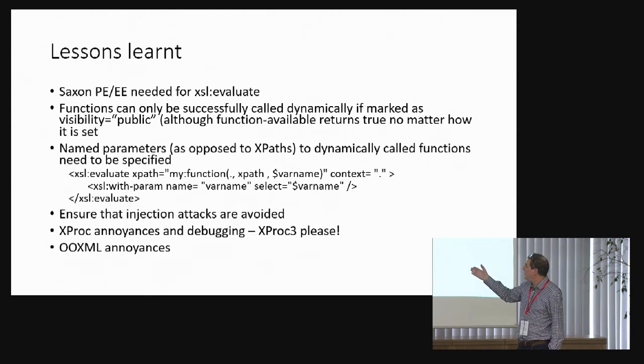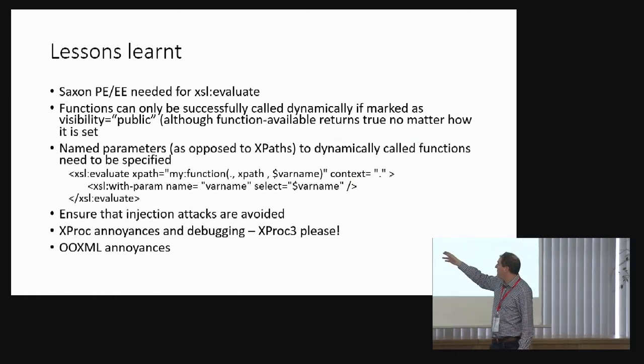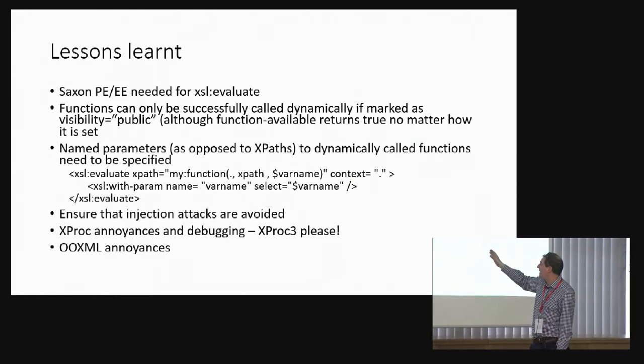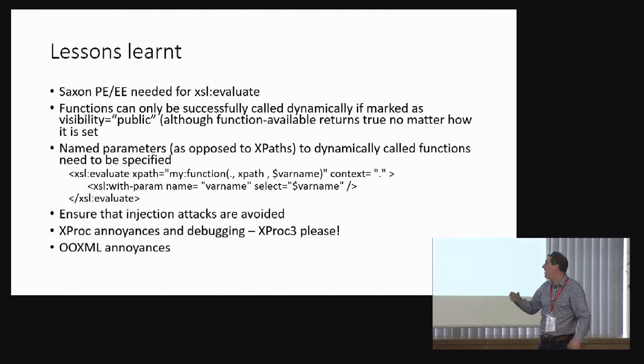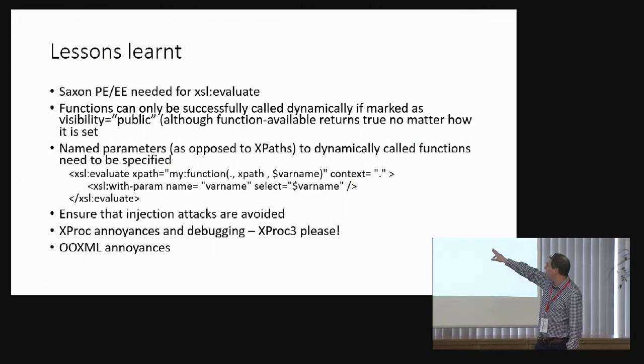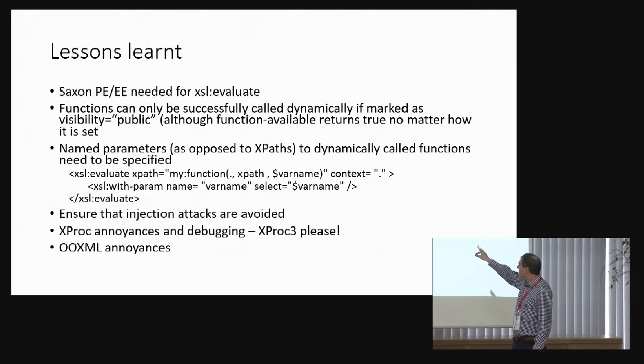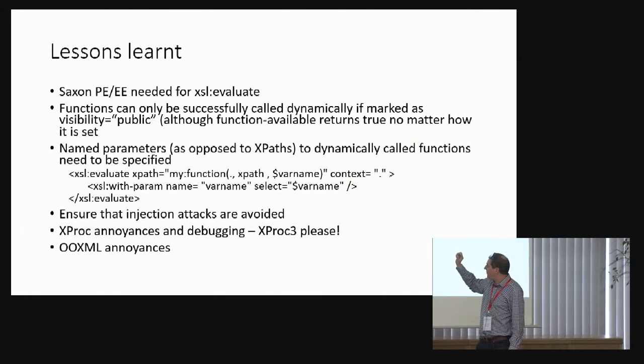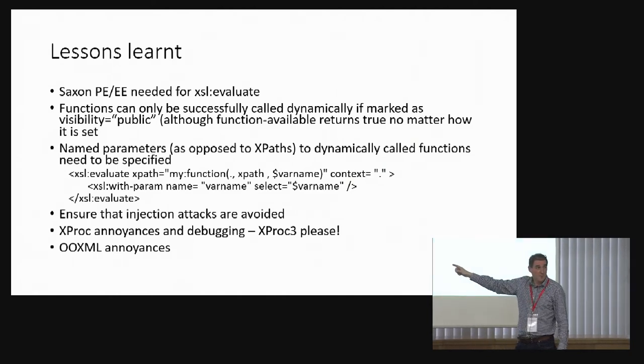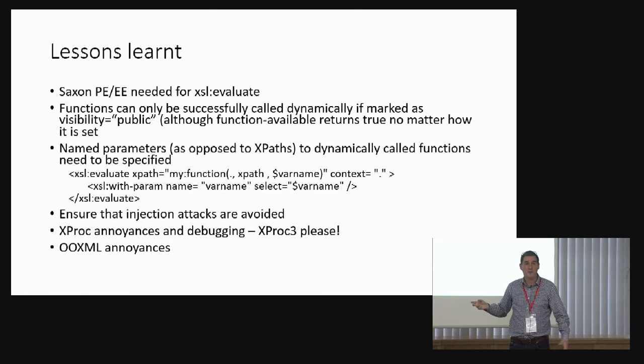When you're calling evaluate, if you're passing in named parameters, so you're calling my function dot current context, some xpath to something else, that's all fine. But then you're referencing some variable that you want to pass in. You also need to then reference that variable within a with param, or again, you've got an error. Maybe someone can explain to me why afterwards, but we'll leave that for now.